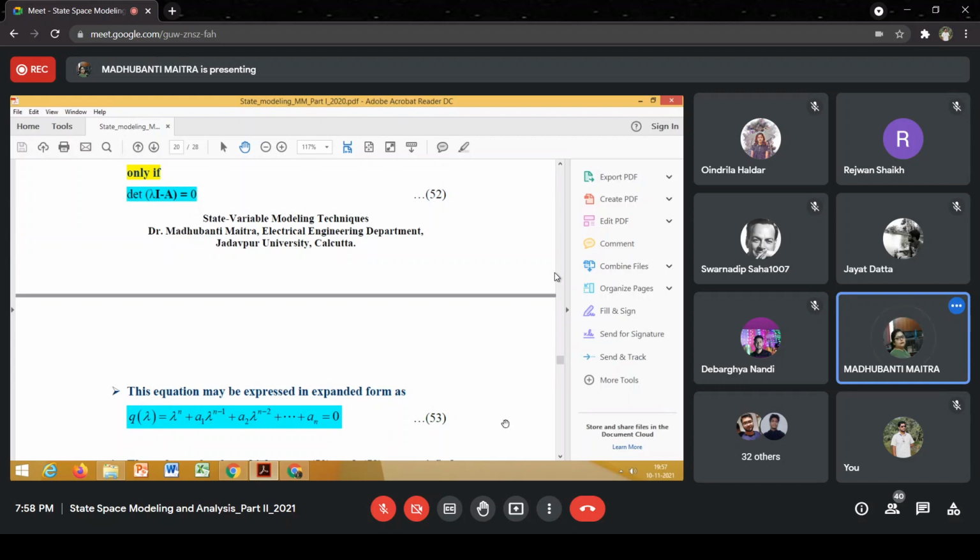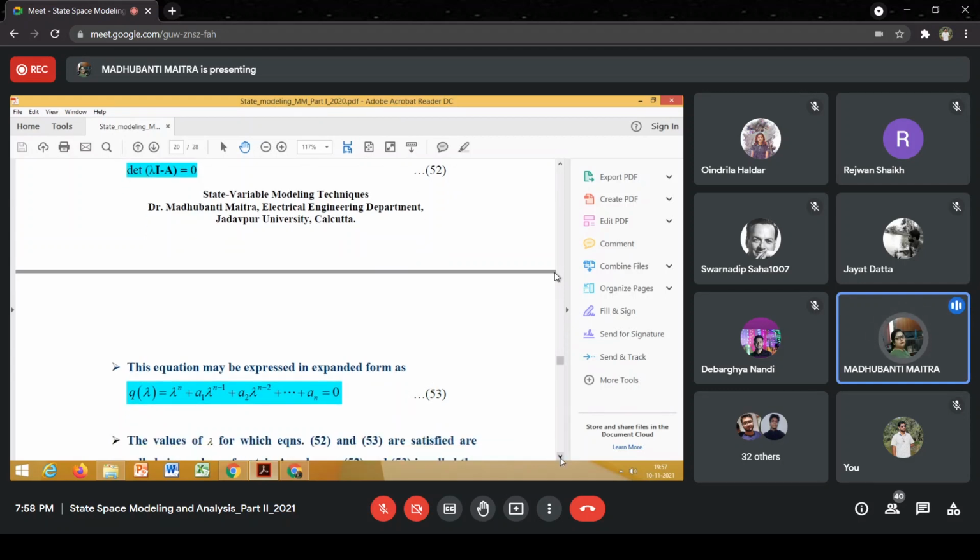Again, you see, if I solve this equation, and if I assume that the coefficients of this equation are the same as the coefficients of the previous equation, which was Q(s) equal to s to the power n plus a1 s to the power n minus 1, and so on and so forth, equal to 0, then if we solve this equation, we'll get n values of lambda.